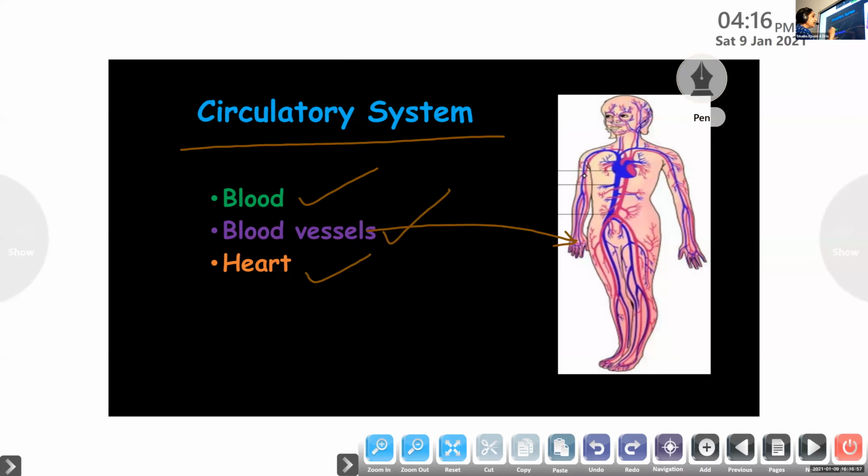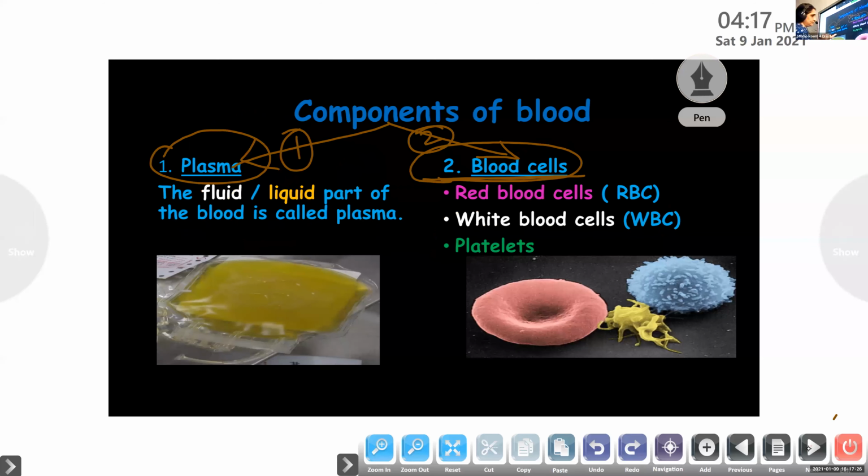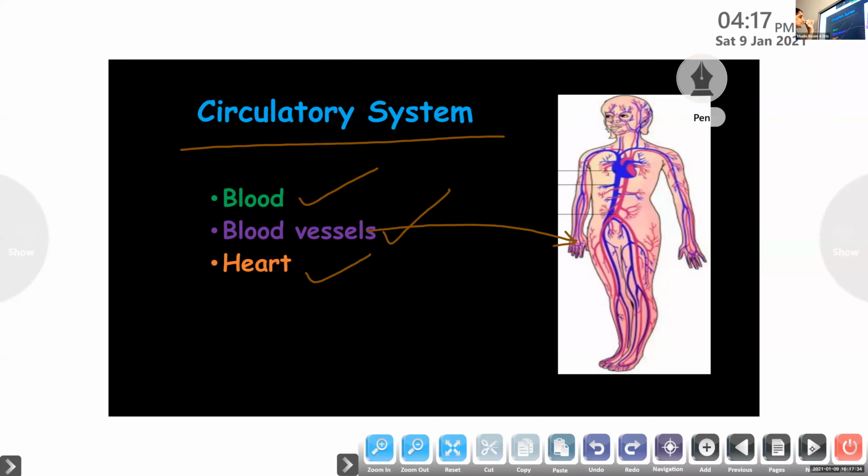What is a blood vessel, dear? These are tube-like structures traveling throughout the body, spreading throughout the body. This is called blood vessels. Pipe-like, tube-like structures. And through the blood vessels, blood is flowing.